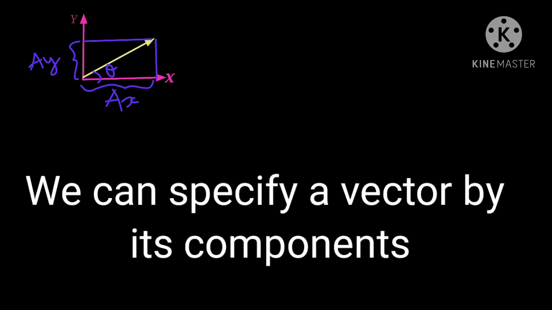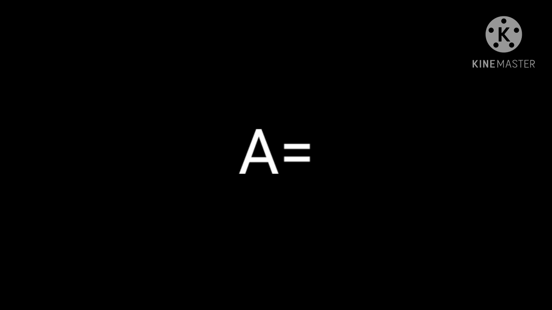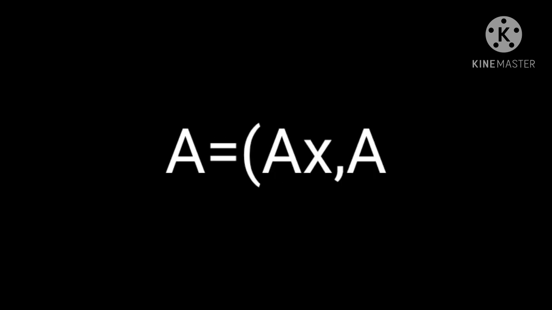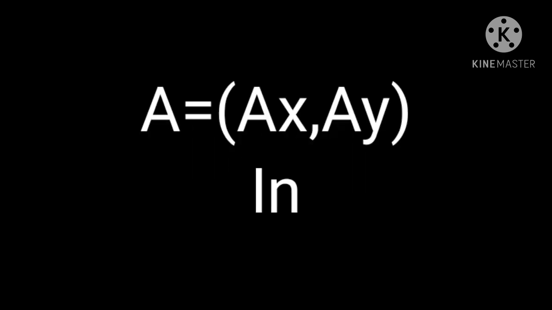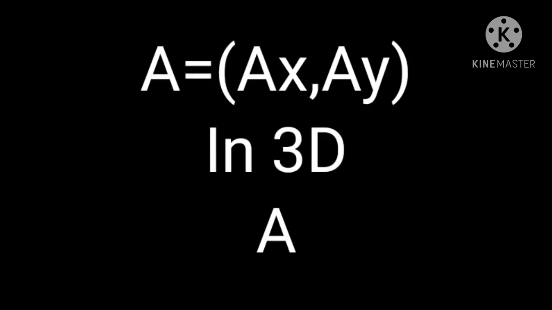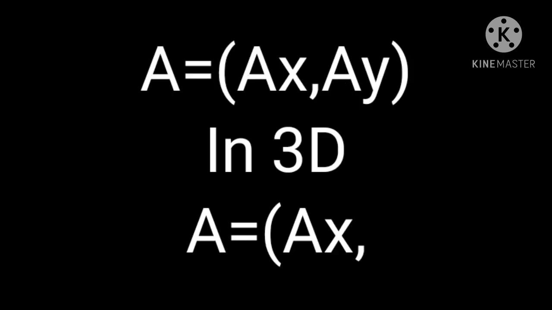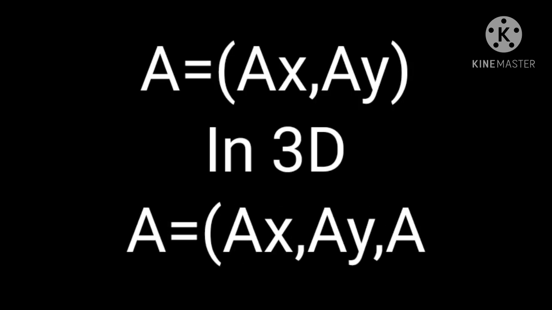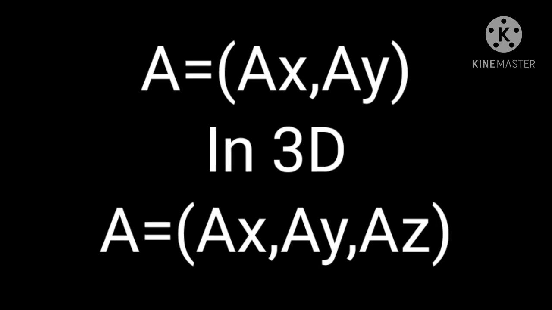Since the components of a vector are defined, we can specify a vector entirely by its components. So we can write vector A is equal to ax, ay. Generally, in three dimensions, vector A is equal to ax, ay, az.